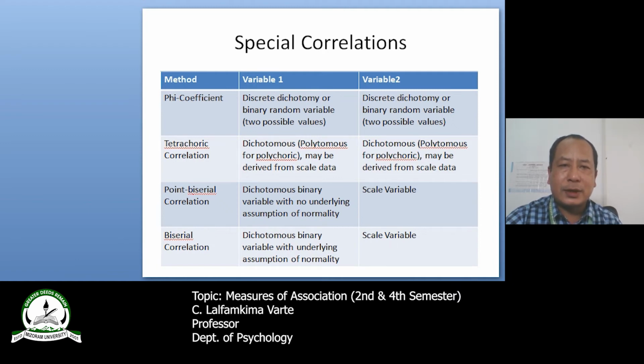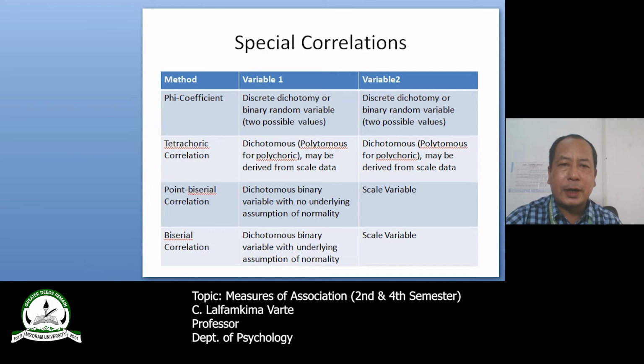The first method is the phi coefficient, wherein we can have two types of variables that are more or less similar to be related. The variables need to be discrete dichotomy or binary random variables wherein there are only two possible values under that variable. The second method is the tetrachoric correlation, wherein we can have dichotomous or even polytomous for polychoric set of data that may be derived from scale data.